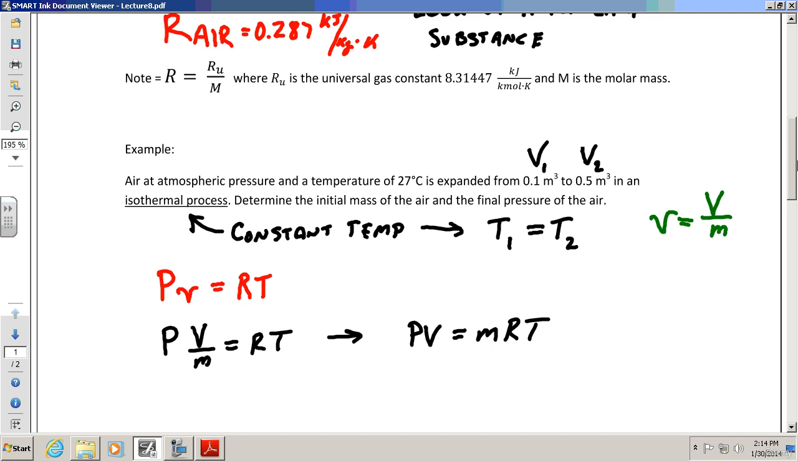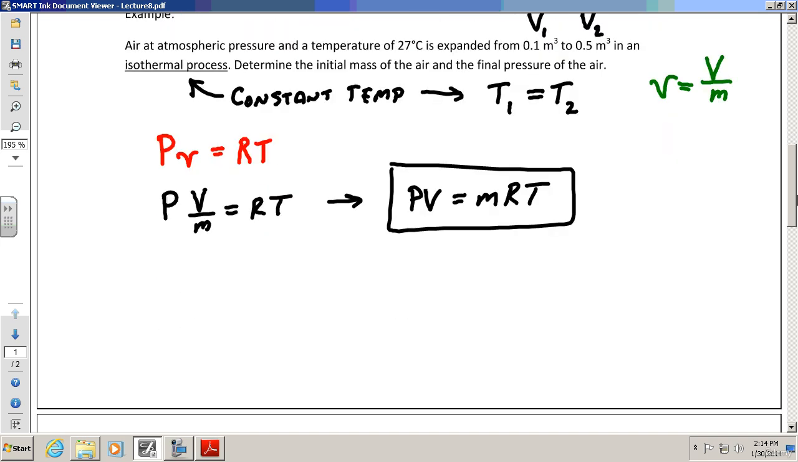Okay? All right. Now, we've got a process here. It goes from state 1 to state 2. What happens? It looks like the air expands. The volume gets bigger, right? It says first to determine the initial mass of the air. Okay? All right, let's get the initial mass of the air. So what I'm going to do here is use this equation and solve it for mass. That's not hard, right? Mass is equal to PV over RT.